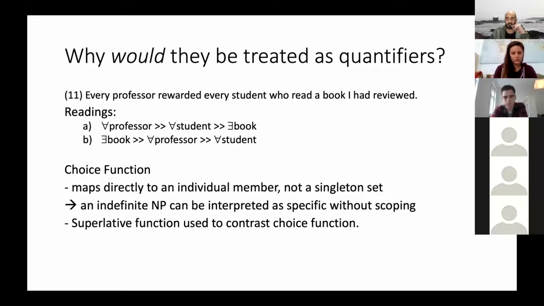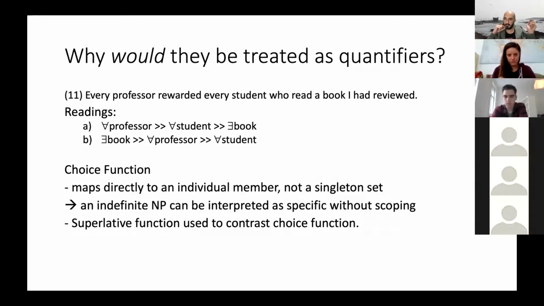Reinhart and Kratzer proposed the following solution, that indefinites should be interpreted as choice functions instead of quantifiers in such cases. A choice function maps directly to an individual member rather than mapping to a singleton set. And it basically means that it picks out an individual so we can get a specific reading of an indefinite without making reference to syntactic scope.